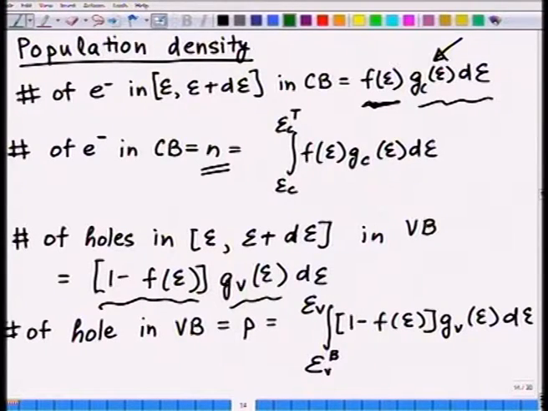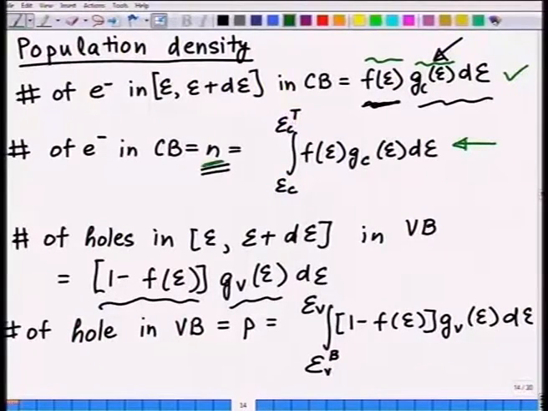We said, what is the population density? We had written the population density of the electrons right here, the electrons in the conduction band in the energy range E and E plus dE. We wrote that as the Fermi distribution times the density of states of the electron states in the conduction band. Then all we have to do is integrate it over the entire energy range of the band, EC to EC top, and we will get the number of electrons in the conduction band.